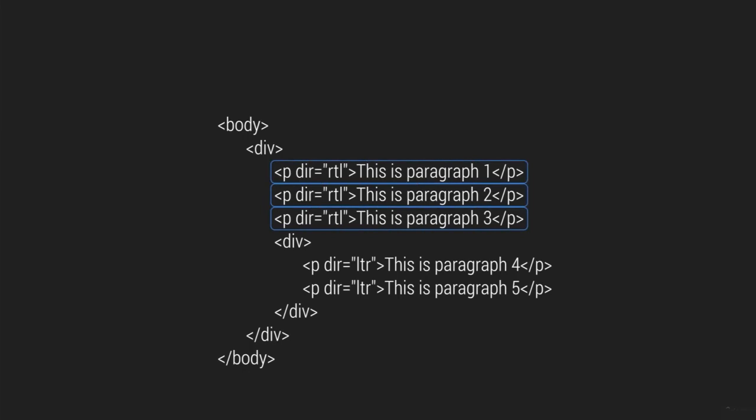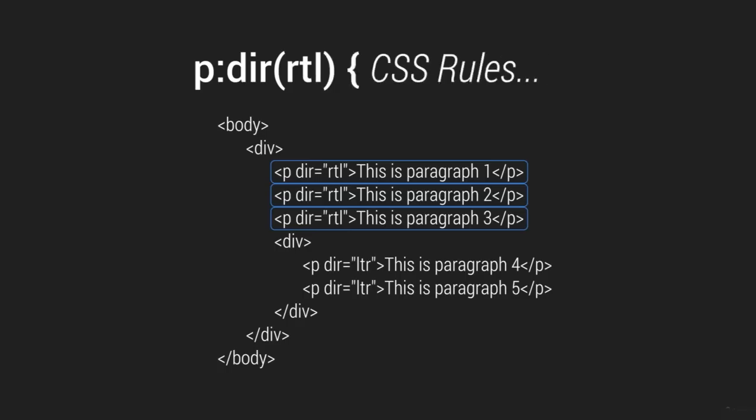First of all, paragraphs, I'll say P, then putting a colon, I'll say dir, the direction. In the brackets, I'm going to say RTL. This will actually select all the paragraphs having direction equal to RTL. Then you open the curly brackets and you can write the style you want.